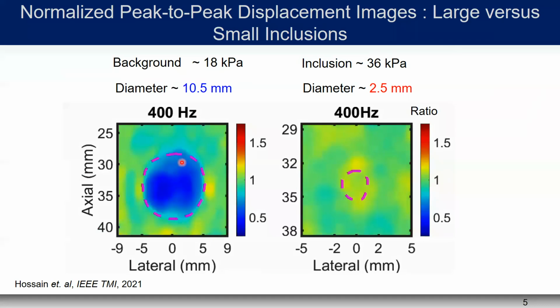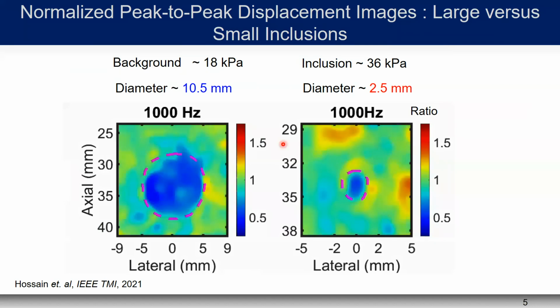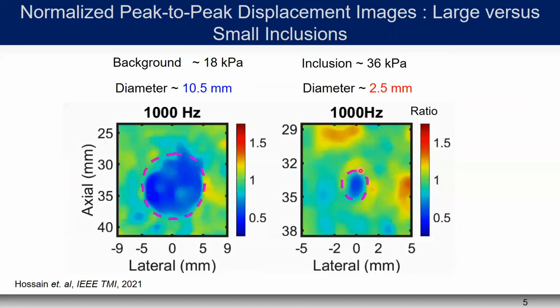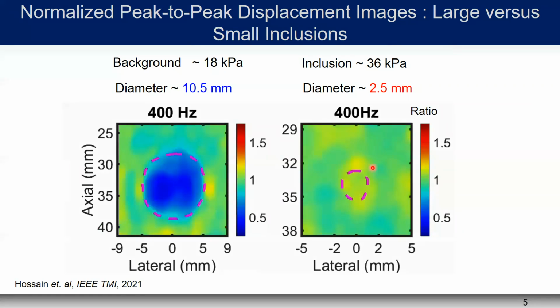Here is an example of larger versus smaller inclusion. For a larger inclusion, all the frequencies perform similarly, while a smaller inclusion is only detected by the higher frequency. These images are peak-to-peak normalized displacement images. Normalization is performed with respect to the background. However, in this case, all the frequencies are collected separately, which may not be feasible in a clinical setting due to the registration problem, or due to the longer collection time.